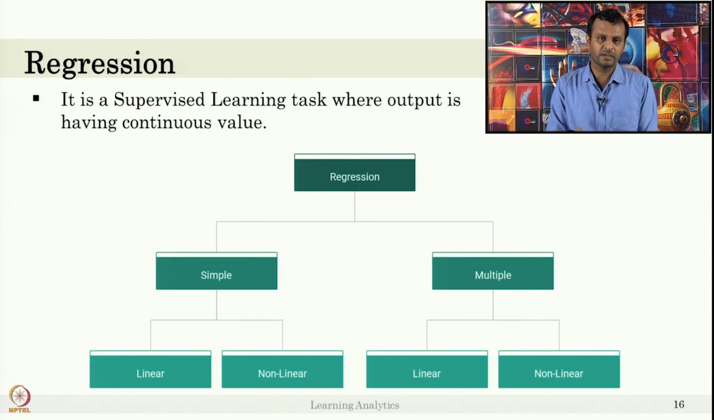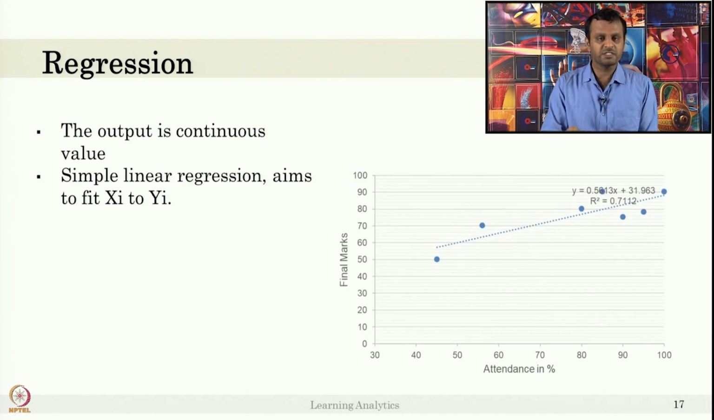In regression, again it is subdivided into multiple types, like simple and multiple. In simple, there's linear and non-linear, and also in multiple, there's linear and non-linear. We will talk about simple linear regression now. The output is a continuous variable. This is the same plot we discussed a few slides ago. There's attendance and the final marks. If I draw a linear line which fits all this data, it assumes there's a linear relationship between attendance and final marks, and I have to fit these values in a linear line.